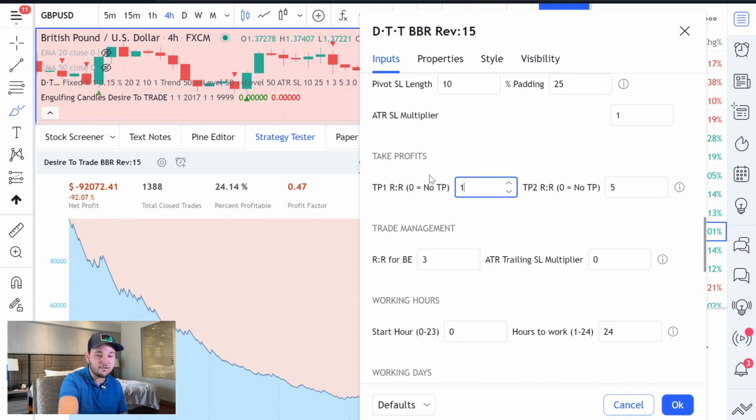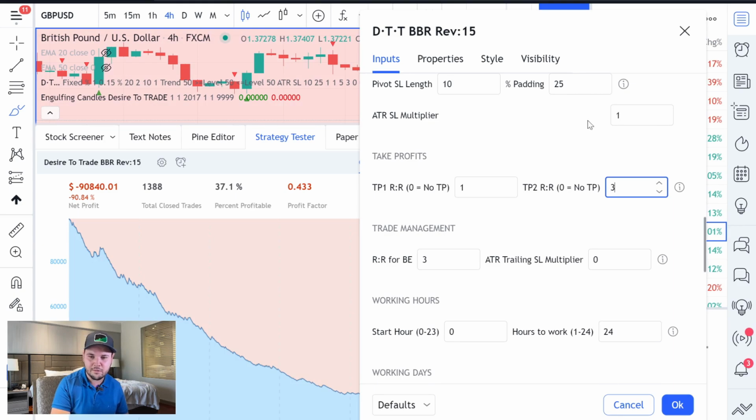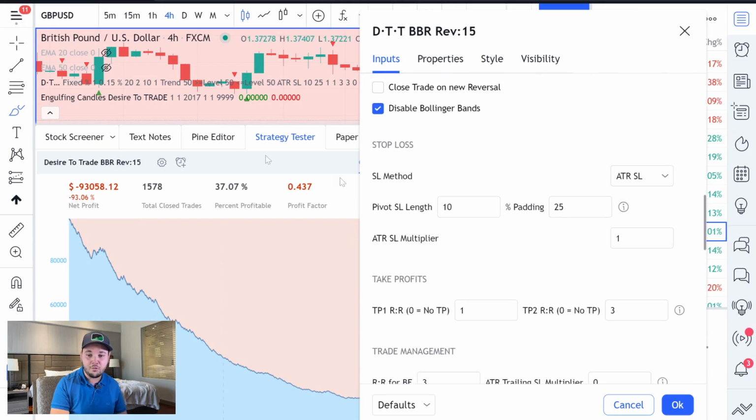So I'm just going to do, let's say, a 1 and a 3, kind of like what I trade. So that way we have a better result. And you can keep it to no break even, so at 3 we'll move to break even. Okay, cool. So now we'll take a lot more trades in that case, right? Because we have much tighter take profits. We're able to get out of trades faster. And let's do this again. 37% win rate with the ATR stop loss.